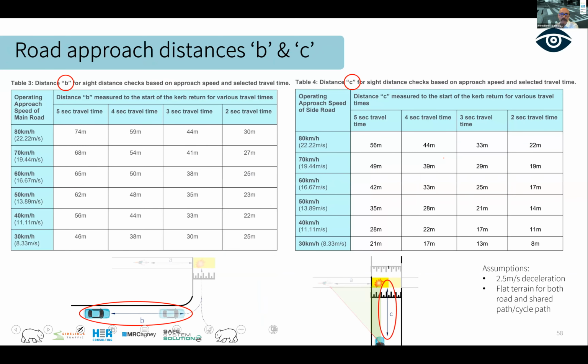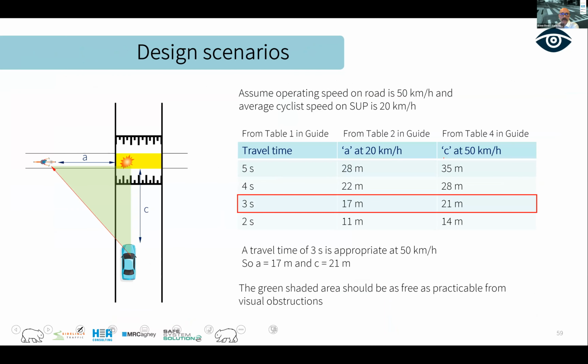Then you're going to be thinking about B or C. And again, there are tables there for B and C that you can use. They're all based on the sort of 2.5 meters per second deceleration, flat terrain. But, you know, it's a nicely set out way to at least get a starting point in your sightline calculations for these shared path crossing points. So for example, there, if we've selected a 3-second travel time because it's a fairly low speed environment, we've calculated A at 17 meters, C at 21 meters, and you can then draw your sight triangle and try and ensure that's as clear as practical of hazards, and that gives us nice openings.